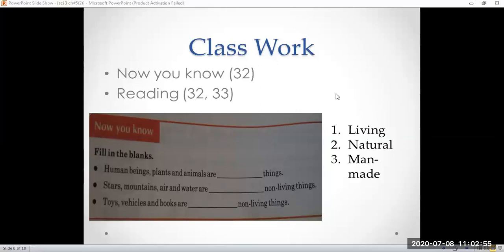First one: now you know that human beings, plants, and animals are dash things. Filling the blank, you can write living. They all are known as living things. Second one: stars, mountains, air, and water are dash non-living things, are natural non-living things. Then the third one: toys, vehicles, and books are dash non-living things, are man-made non-living things. Students, write it down fast so we can move forward to our book.